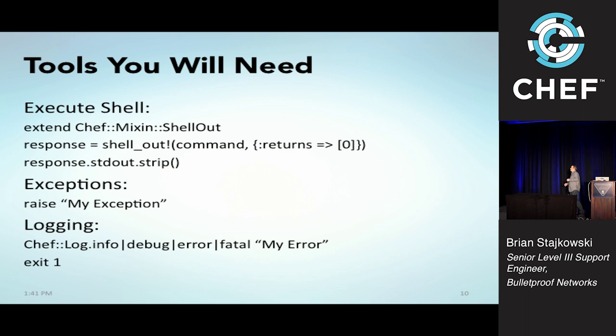Now, a couple of tools that you'll need. If you need to execute shell, Chef provides a mix-in called shell out. All you have to do is extend that module, and you can execute that method, shell out, pass it the command you want, and then pass it a hash value, there's actually a lot more than just returns. But basically, I'm saying it needs to return a 0 value. So if it returns 1, it's going to stop Chef. Chef's going to say, hey, what's up? It returned an unexpected value. So you may have to play with the return values based on what you're executing. Now, I just go ahead and get the output of that. I strip all the white space, and that's pretty much it.